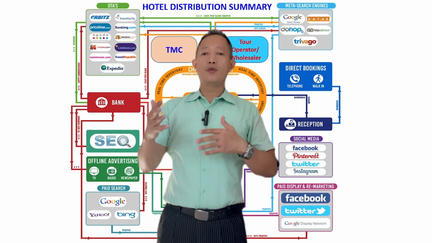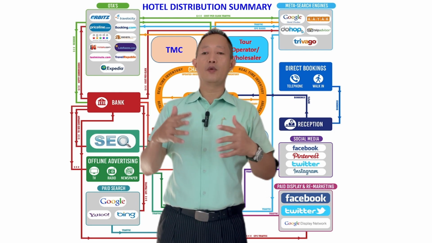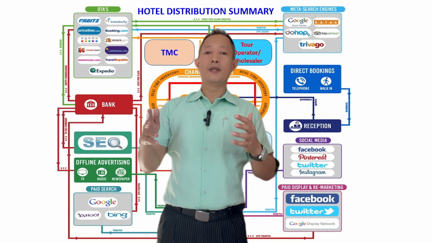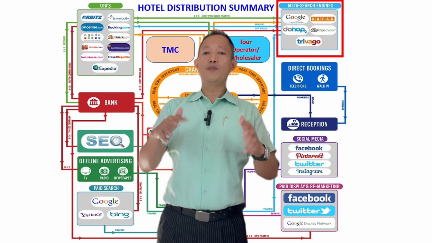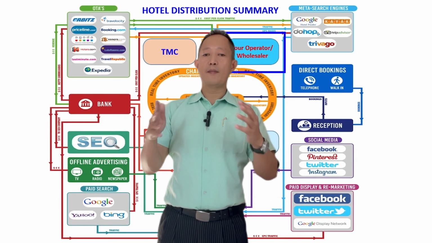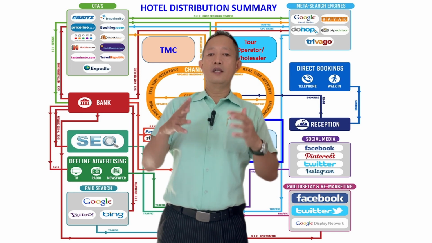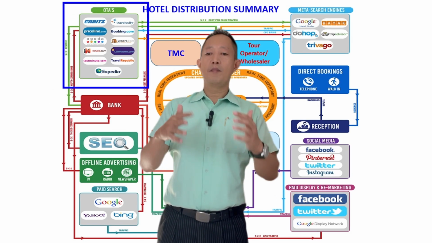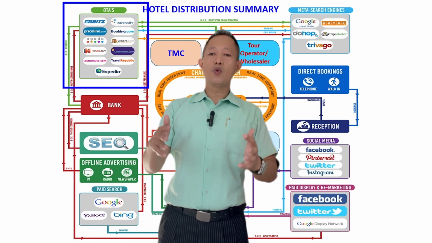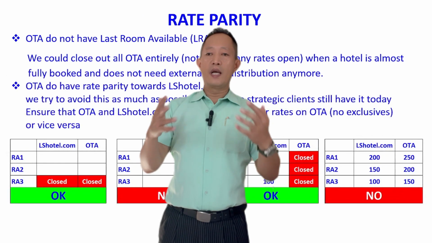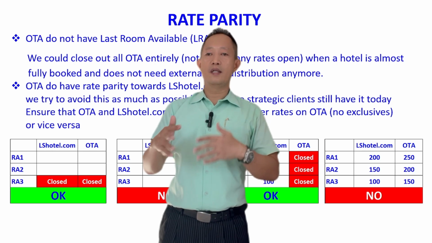As promised, I would like to share about hotel distribution episode 2, the final episode. In this episode, I would like to share about the hotel distribution summary. In detail, I will cover the central reservation system (CRS), property management system (PMS), meta-search engine, tour operator, wholesaler, channel manager, switch, OTA, and rate parity. I hope after watching, you will gain some additional knowledge about hotel distribution.